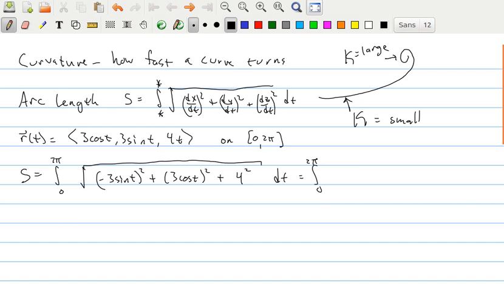Now in here, we've got a 9 sine squared plus 9 cosine squared. By our Pythagorean identity, that's just 9. And then 4 squared is 16. So the square root of 9 plus 16 is 25, the square root of which is 5. So this tells us our arc length is the integral from 0 to 2 pi of 5 dt. We integrate this and we get 10 pi. So that's arc length on an interval.